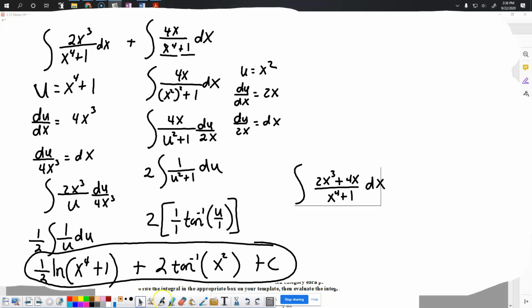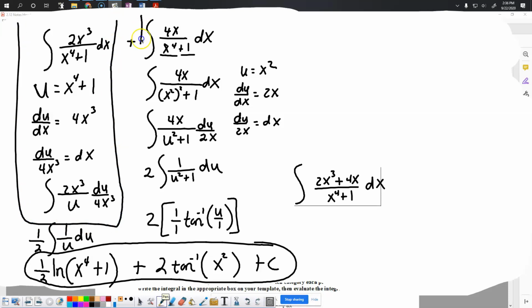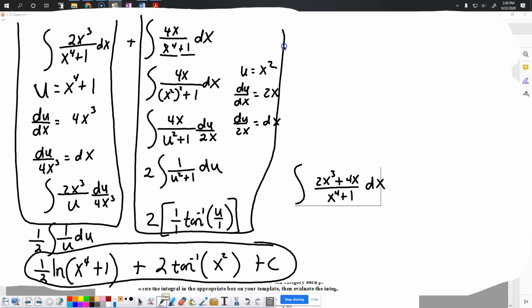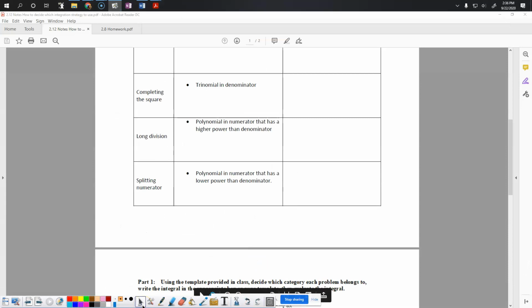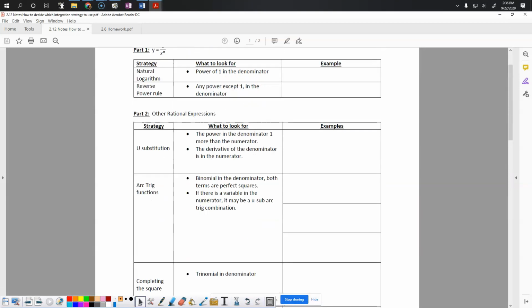And there's the rest of the problem. So I did this one problem here on the left, and this other problem here on the right. And then the final answer, when you put them together by adding them at the end, is what you see there circled at the very bottom. Okay? And so now we've done a nice little review of all the different strategies for finding integrals that we've learned so far.